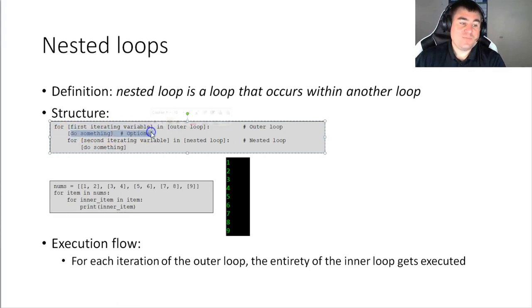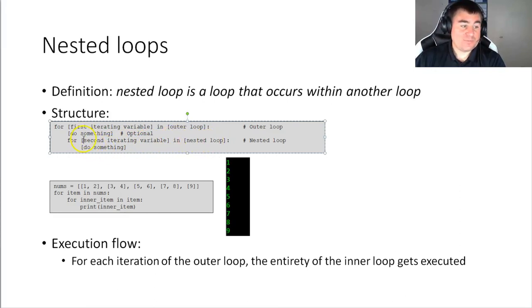And optionally, you may do something here in this outer loop, but it is actually quite often that you don't do anything at this step. You simply want to go 1 step deeper and then do something. So that's why this step is actually optional. So then notice that this for loop is indented. It is within the outer for loop. And now we say for second iterable variable in nested loop, and we will do something.